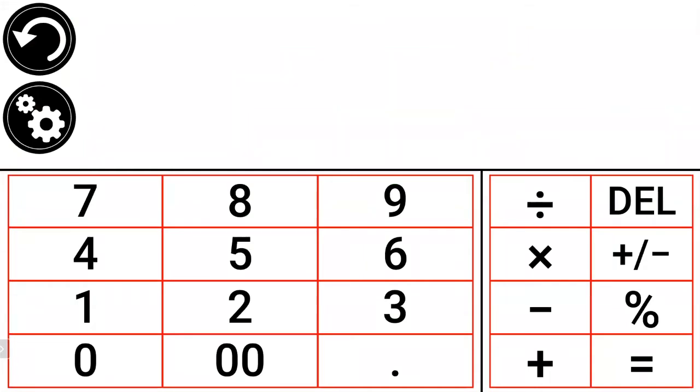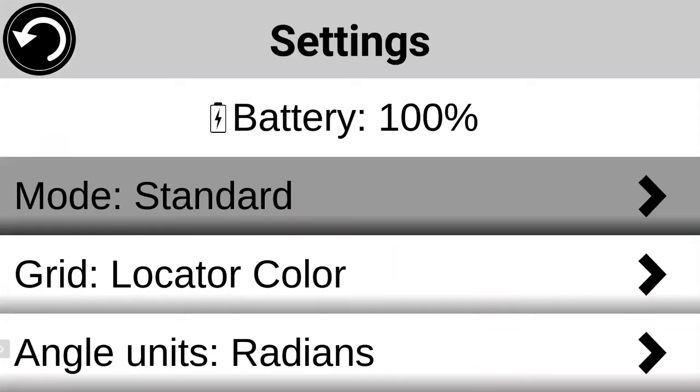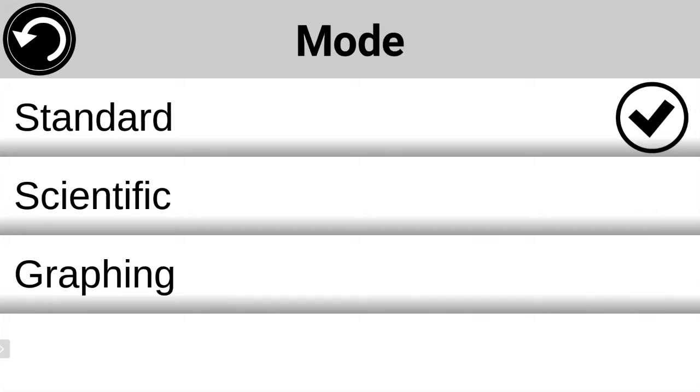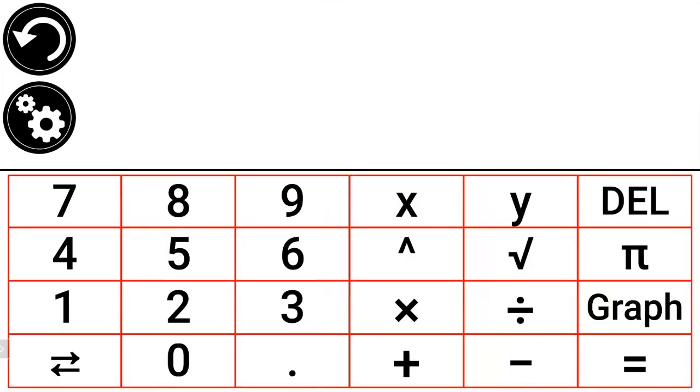By default, the calculator is set as a standard calculator. To configure it to a graphing calculator, tap on the settings button on the top left corner of the screen. The first item in the menu is the mode option. Tap on mode. There are three different types of modes that can be configured on the calculator: standard, scientific, or graphing. Tap on graphing. Go back to the main calculator.